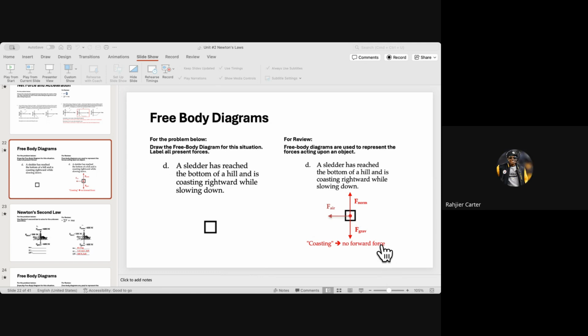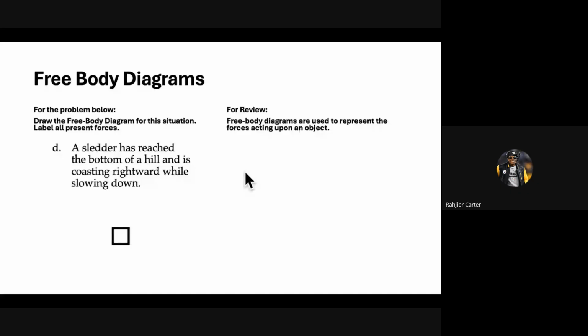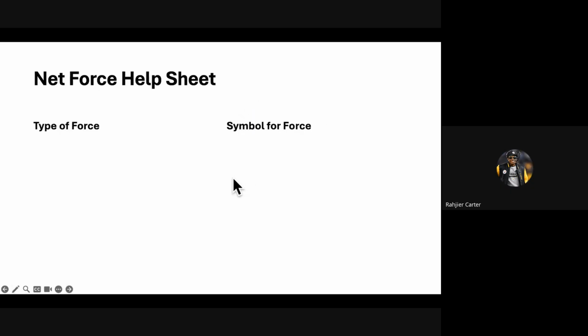Before we go any further, I had a question about F norm because the normal force kind of confuses me. Could you just explain what it is one more time? Do you see my screen? Mm-hmm.